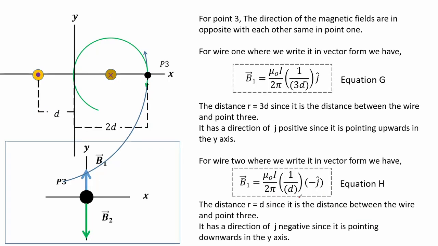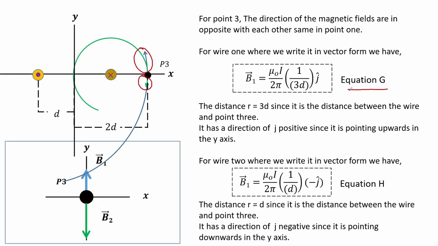For point 3, the direction of the magnetic fields are opposite to each other, same in point 1. For wire 1 where we write it in vector form we have equation G. The distance r is equal to 3d since it is the distance between the wire and point 3. It has a direction of j hat positive since it is pointing upwards in the y-axis.